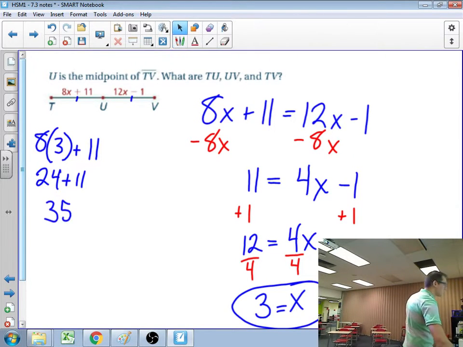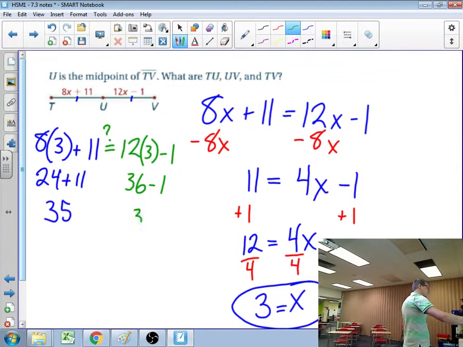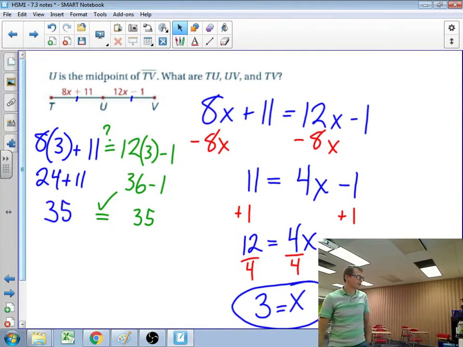I will just change color for this. We have 12x minus 1. What we're asking is, is this equal? If we did our job right, it should be equal. So 12 times 3 minus 1 is 36 minus 1, which becomes 35. These are equal, so this checks out, and we know that we did our job correctly.